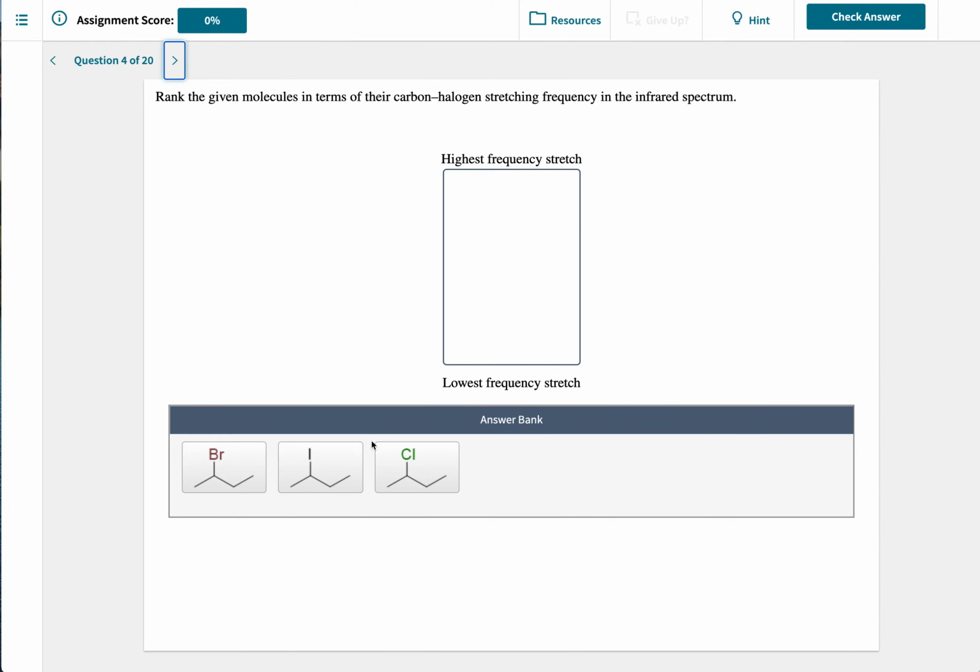This one is asking you to rank these bonds. It's talking specifically about the carbon halogen bond, so the carbon bromine versus carbon iodine versus carbon chlorine, highest frequency versus lowest frequency. You're going to want to refer back to one of the early videos from Monday that talk about frequency and how that relates to energy or the strength of the bond, and how that relates to wave number and all of that type of stuff, and how it relates to the mass of the atoms in the bond.